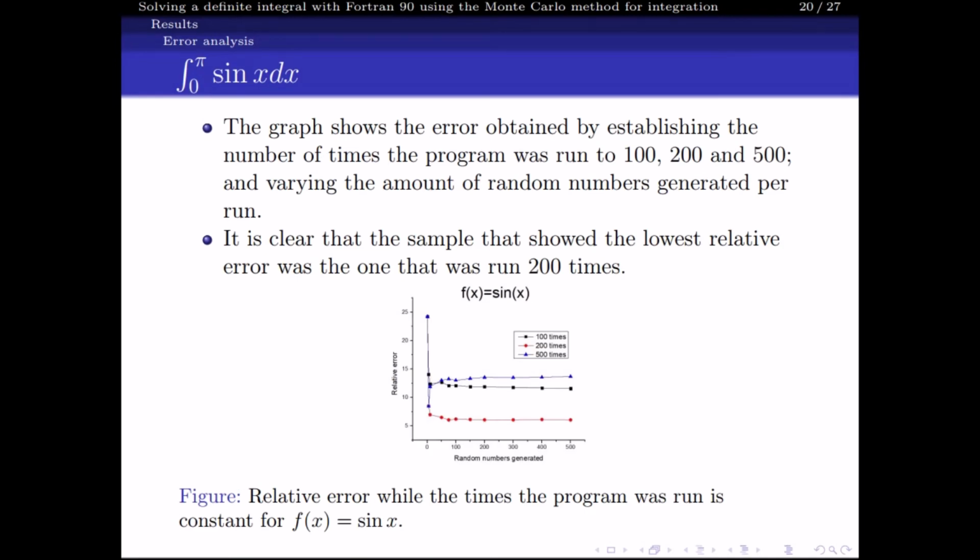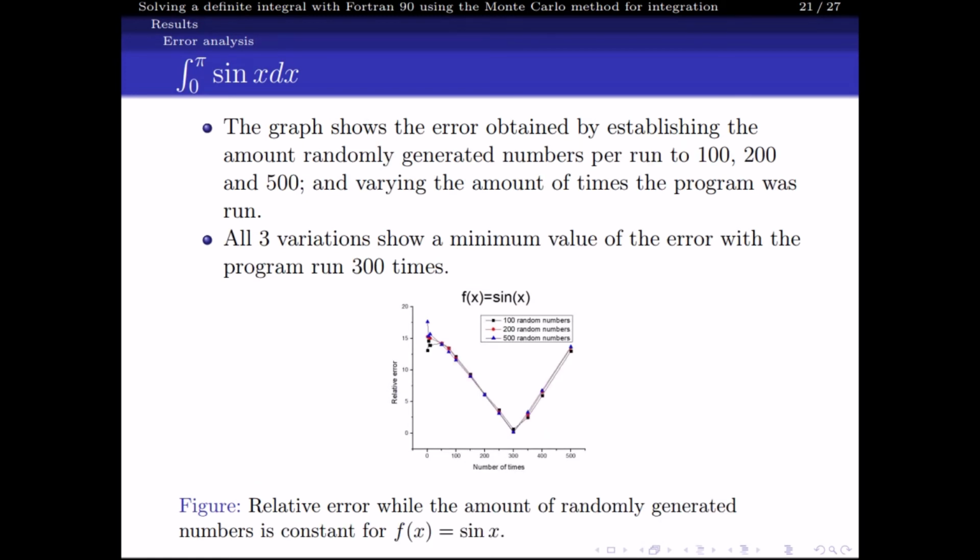On the other hand, the first analysis for sin of x was performed by establishing the number of times the program was run to 100, 200, and 500, and we varied the amount of random numbers generated. By looking at the graph, it is clear that when running the program 200 times, the relative error was at its lowest value compared with running the program 100 times and 500 times.